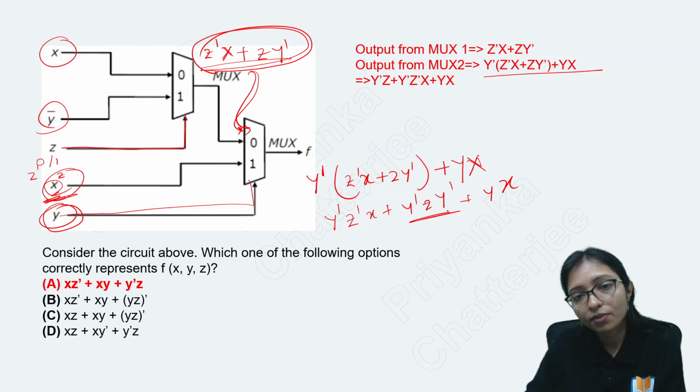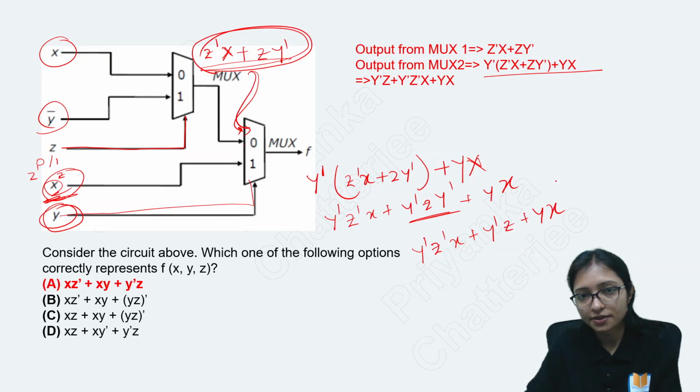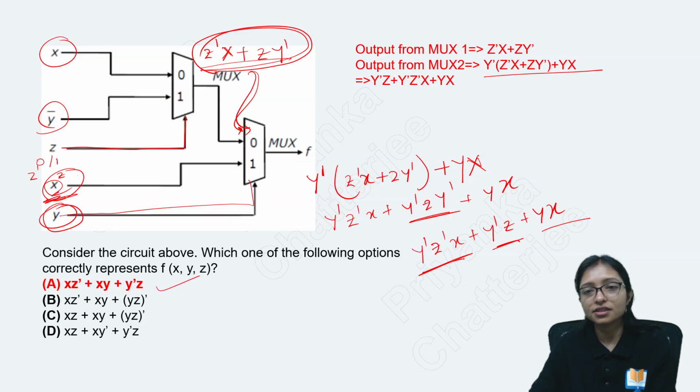Now see that Y bar means same. So it is Y bar Z bar X plus it is actually Y bar Z plus YX. This is coming. So now you have to simplify. Now see that none of the options is matching. Y bar Z is coming, XY is coming. Now Y is not coming.